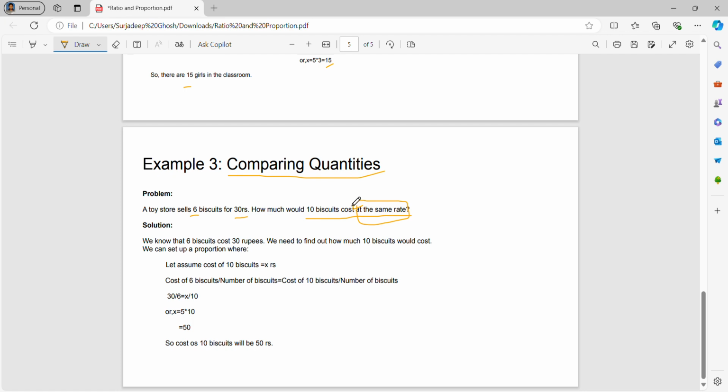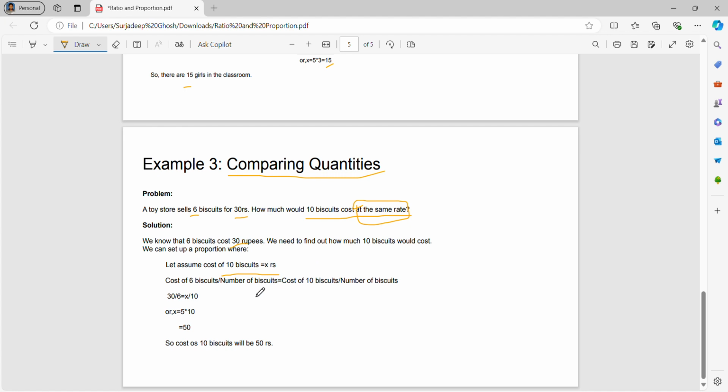This is a very easy way, but we can solve it in a proper, step by step way. We know that 6 biscuits cost 30 rupees, so we need to find out how much 10 biscuits would cost. We can set up a proportion. We use the proportion here also. Let us assume 10 biscuits cost x rupees. It is a different approach. You can consider these also. So 10 biscuits cost x rupees, I assume.